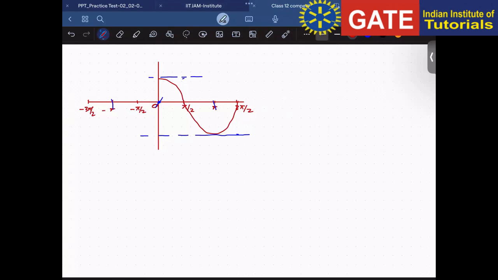Understood? So it will be like this. Cos x graph, see, at 0 it will have the maximum value at 1. At π/2 the value is what? Cos 90 value is 0. So again it will start going negative. Cos π value, cos 180 value is -1. And cos 3π/2 value is again 0. So again, on this side too, it will be like this.